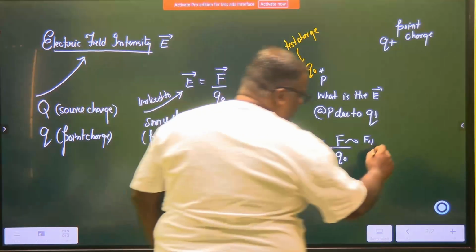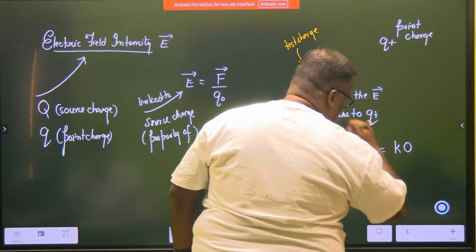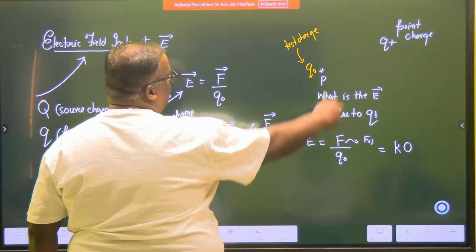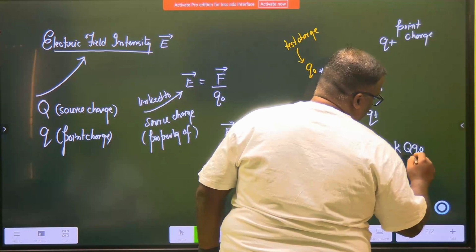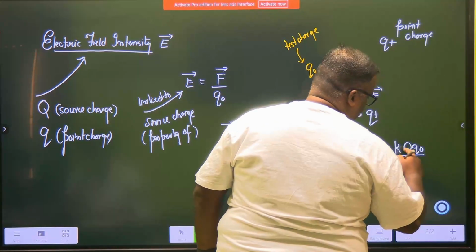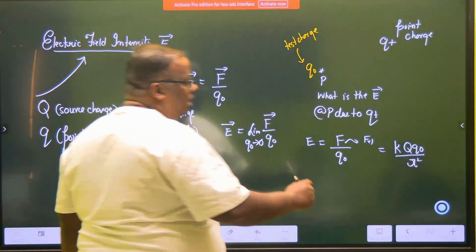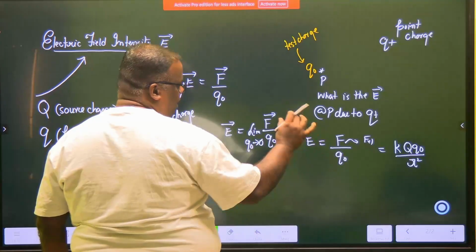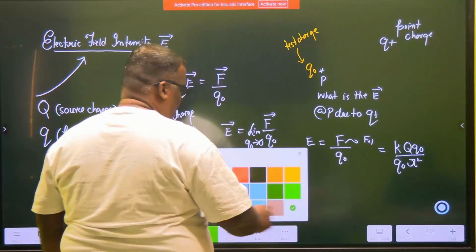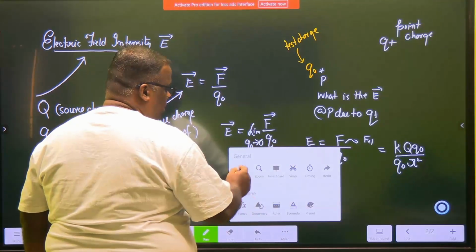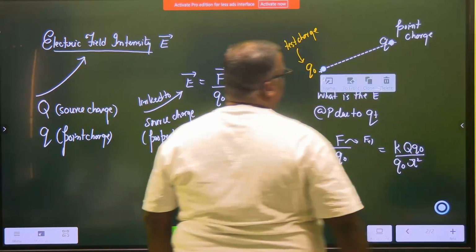So I can now write this as K Q. Okay, let's find out what is the force between two charges. Q naught divided by R square, right? And then this is the force. Now you're finding electric field, so you should be having your Q naught also out here. And what is R? R is always the distance between the two charges. R will always be the distance between the two charges, right?